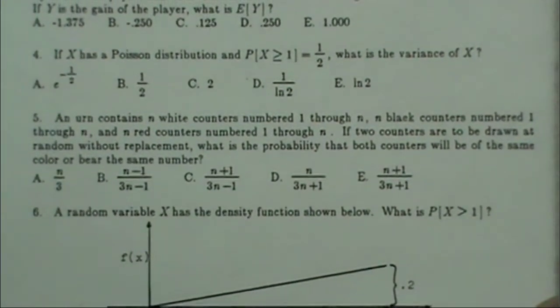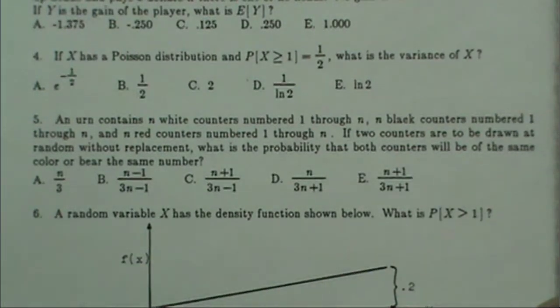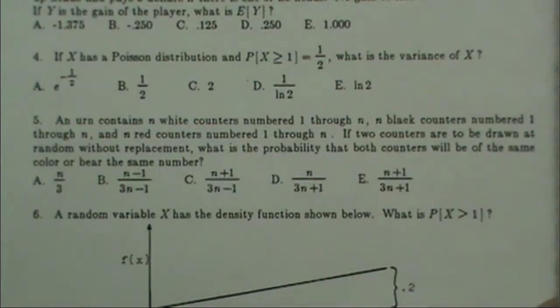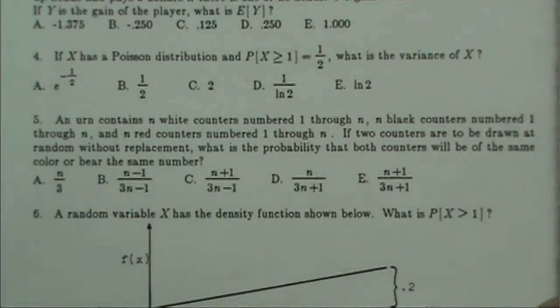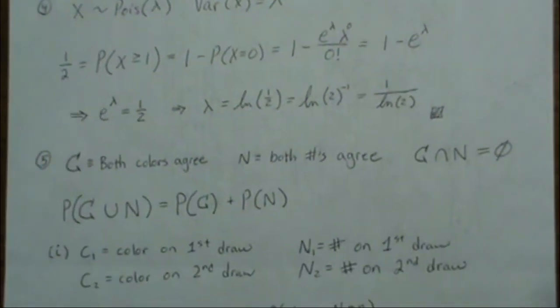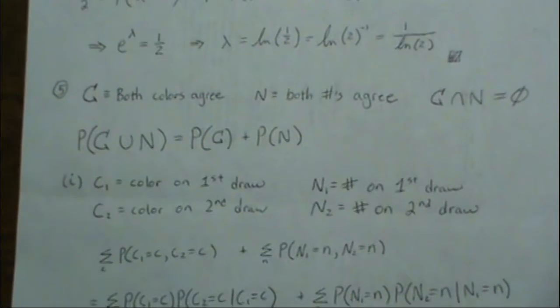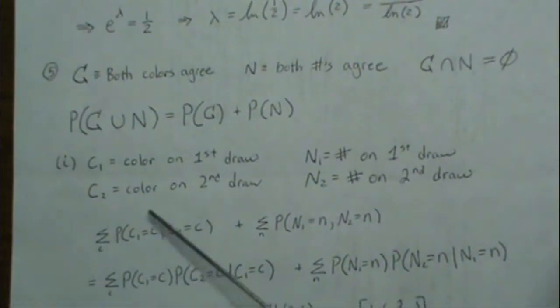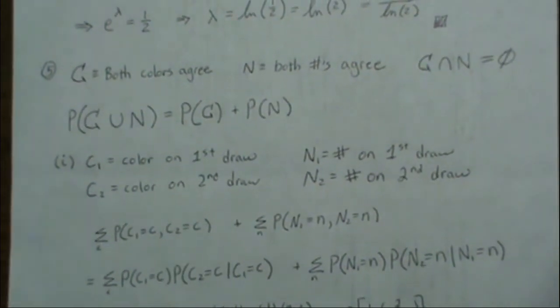Number 5. An urn contains n white counters numbered 1 through n, n black counters numbered 1 through n, and n red counters numbered 1 through n. If 2 counters are to be drawn at random without replacement, what is the probability that both counters will be of the same color or bear the same number? Now, number 5 is an interesting problem, and we're going to try to solve it 2 different ways.